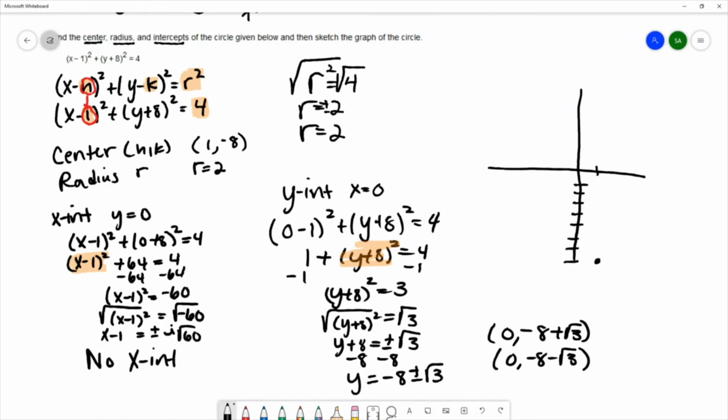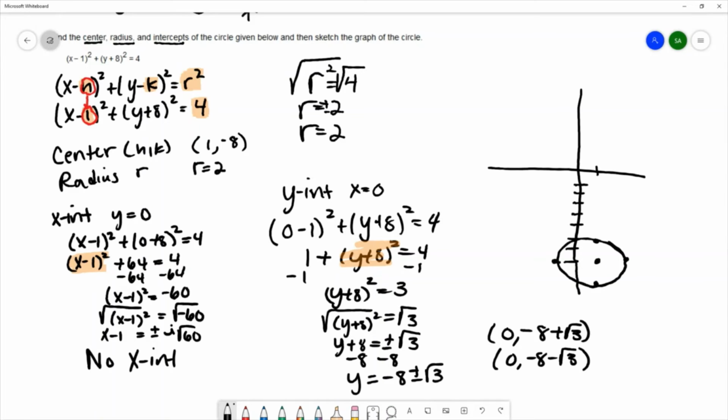So we'll, from the center, move up 2. That's a distance of 2. 2 to the left, that's a distance of 2. 2 down, a distance of 2. And 2 to the right, a distance of 2. I'm reminding you that the radius represents the distance from the center to every point on the circle. So by traveling a distance of 2 away from the center, you're arriving at points on the circle. We're going to connect those points to create the circle. And there we have the graph of the circle.